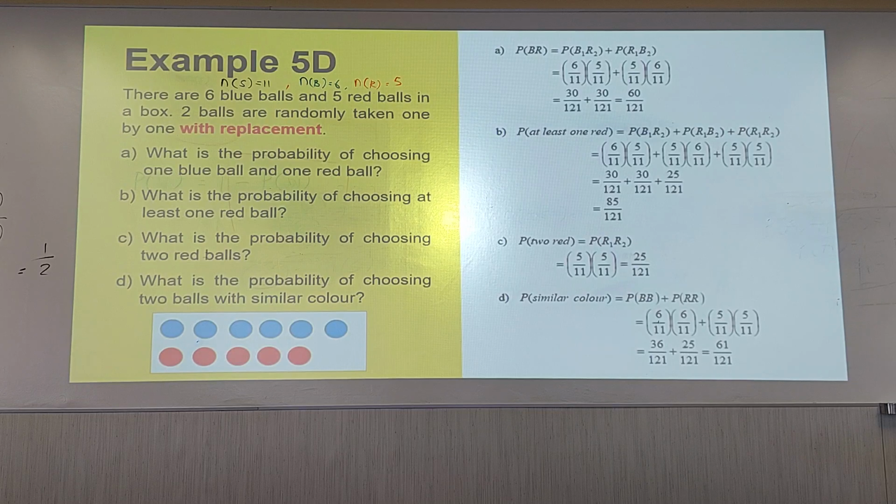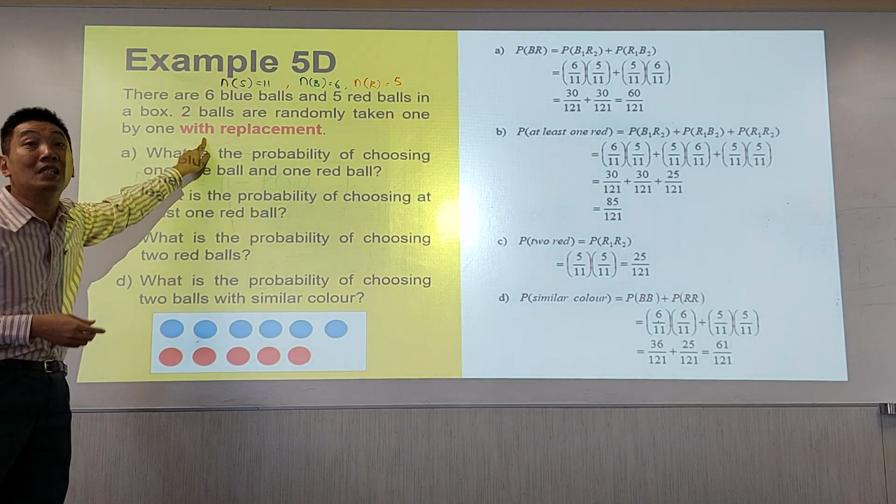Randomly, it's still red. So this is the second ball now, it's still red. Also jot down the color of the ball, then I return. That is the meaning of choosing 1 by 1 with replacement.